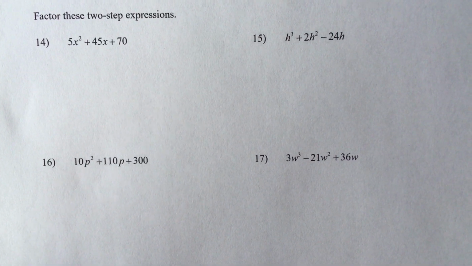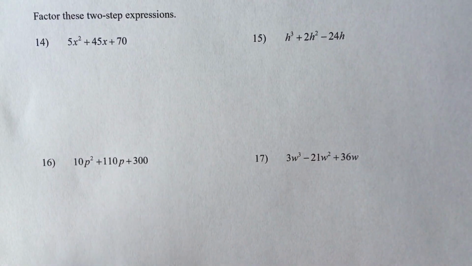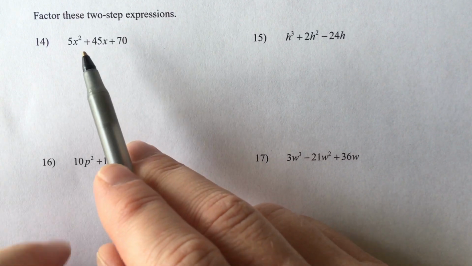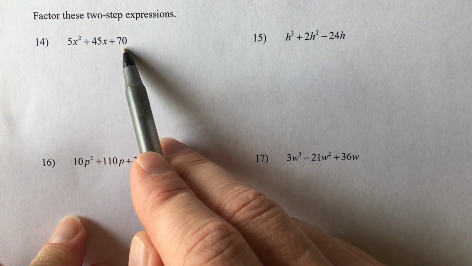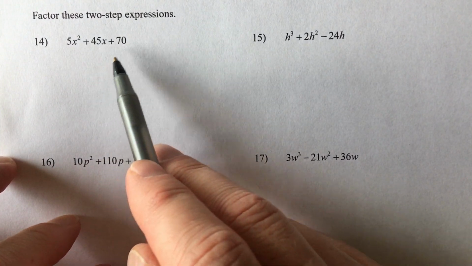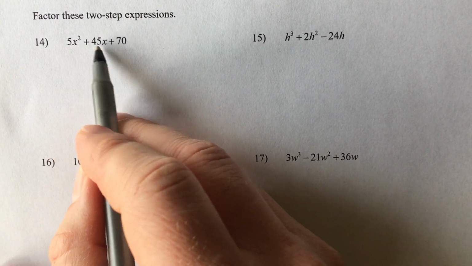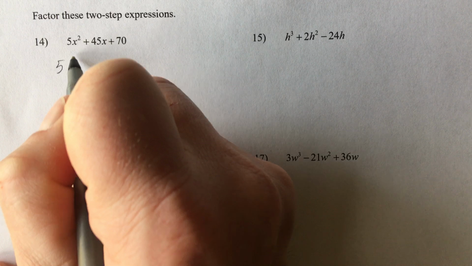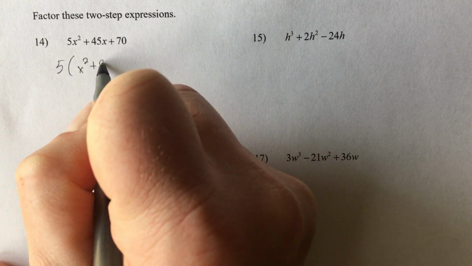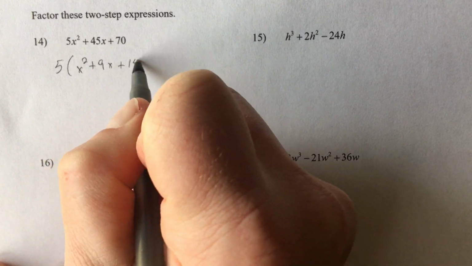All right, last part of this review is factoring two-step expressions. When we say two-step, what that means is we can pull something out of them first, and then what's in parentheses is something that could be factored even more. So for this first one, we can pull a 5 out of all of them. That'll leave us with x squared plus 9x plus 14.